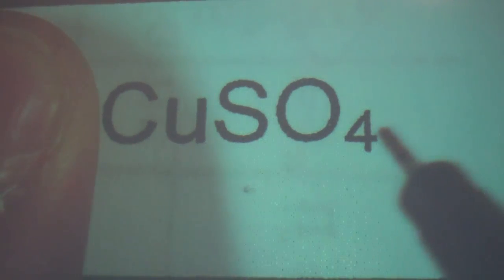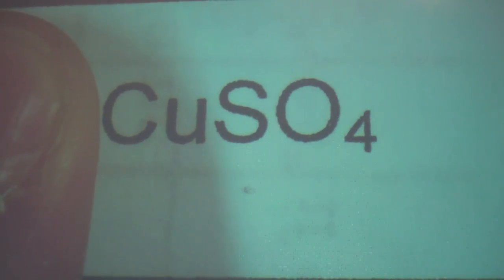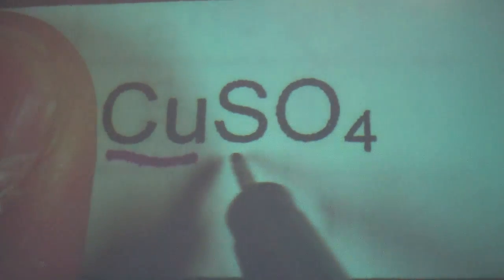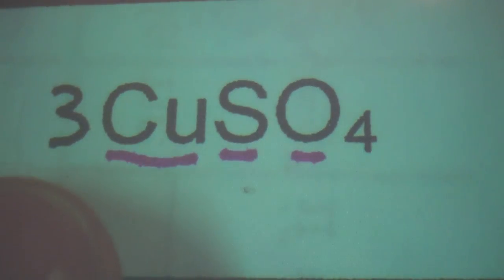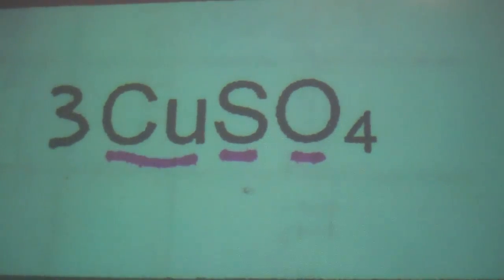Now I'm going to write down how many atoms I see in this compound of each element. How do I know what my elements are? Capital letters. What about this little letter? It goes with the Cu. So underline all of your elements. In this compound, how many elements do I have? 3. Again, ignore that coefficient, ignore the 3.